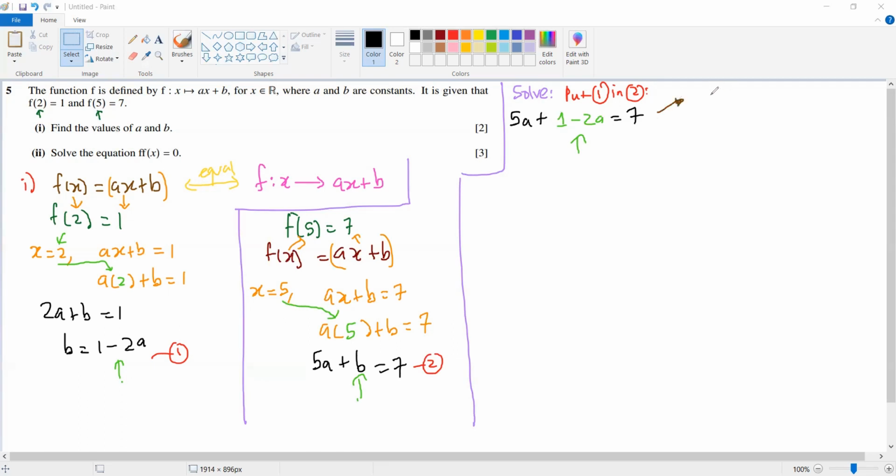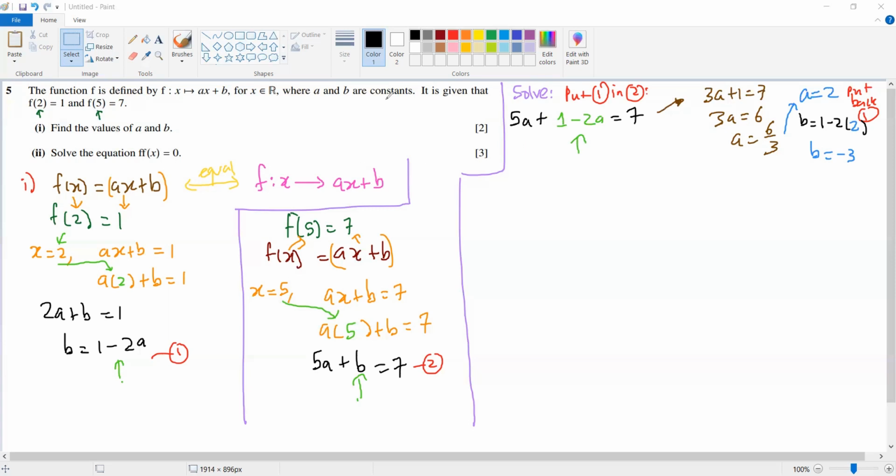Now we've solved it further. So 5a minus 2a is 3a, plus 1 is 7. So 3a equals 7 minus 1, which is 6. Simplifying, a over 3, or in other words, the value of a is 2. So a is 2, and we put it back into one of the equations. Let's say equation 1, because we need to calculate the value of b. So b is 1 minus 2a, so 1 minus 2 times 2, which is 1 minus 4, is negative 3. So there we have it, the a and b.